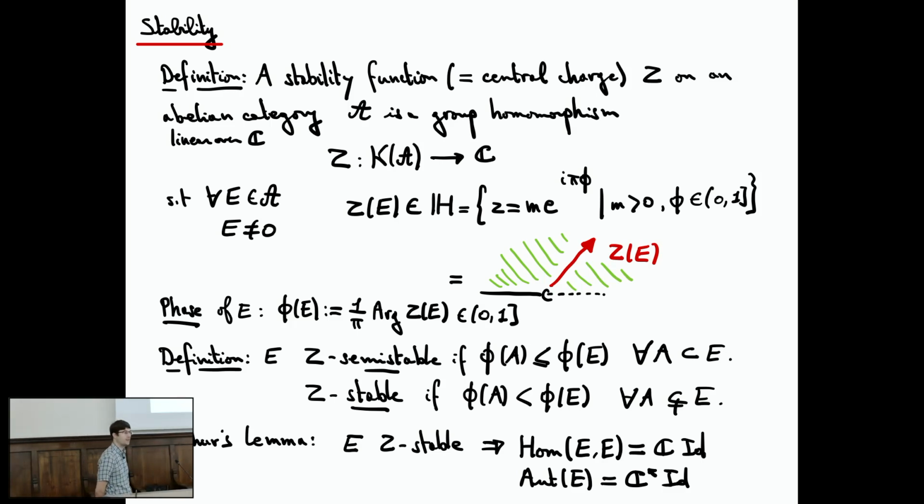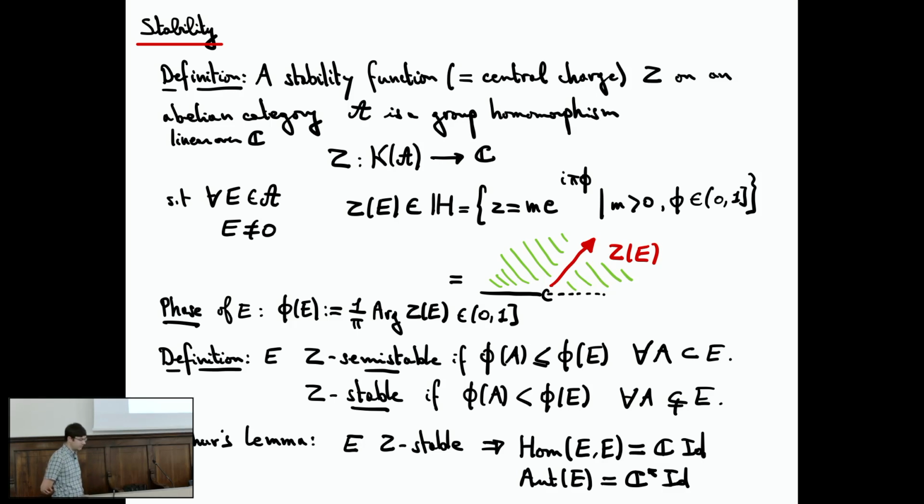You can compare phases of objects and subobjects. So you can say that E is Z semi-stable if the phase of A is less than or equal to the phase of E for any subobject A of E in your abelian category. And you say it's Z stable if you have strict inequality for every strict subrepresentation.